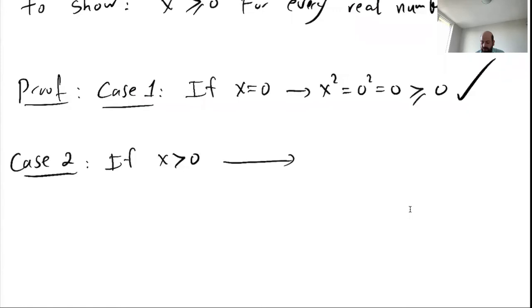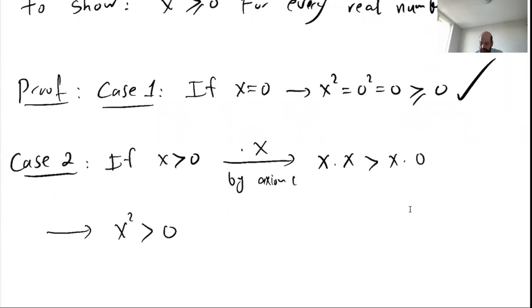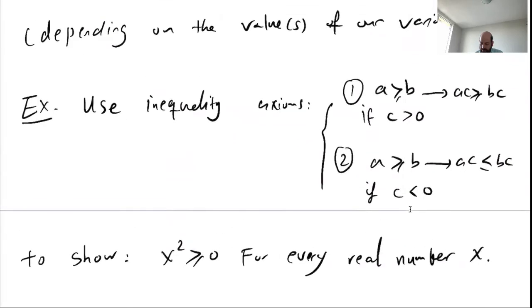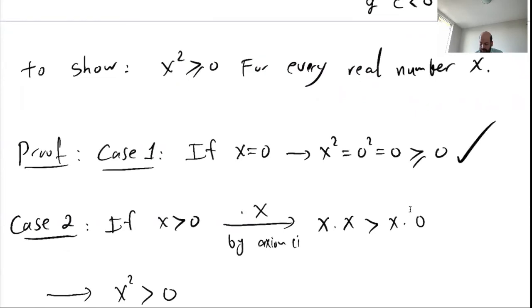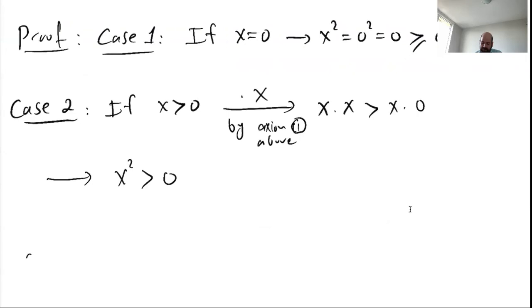So I'm allowed to multiply both sides by x. Then I'll get x times x bigger than x times 0. X times x means x squared. Bigger than x times 0 is 0. So this one by axiom 1 above. And finally, case 3.